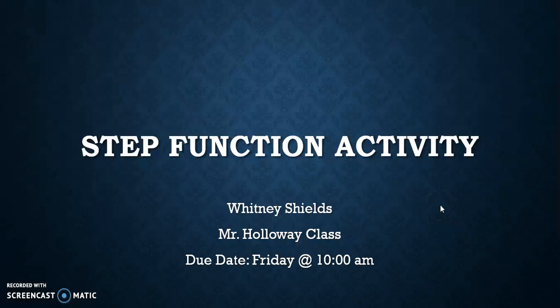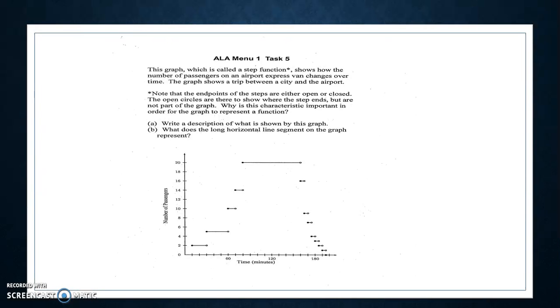Alright, step up function activity for Mr. Holloway's class. This graph is a step up function. It shows how the number of passengers in the airport express van changes over time. The graph shows the trip between the cities and the airport. Note that the endpoints of the step are either open or closed.